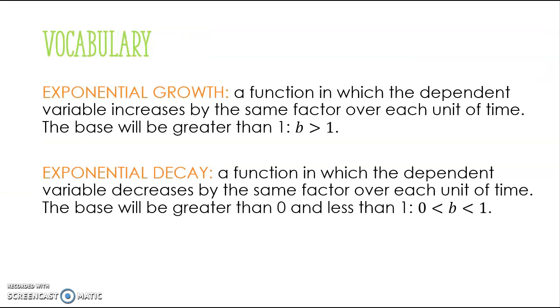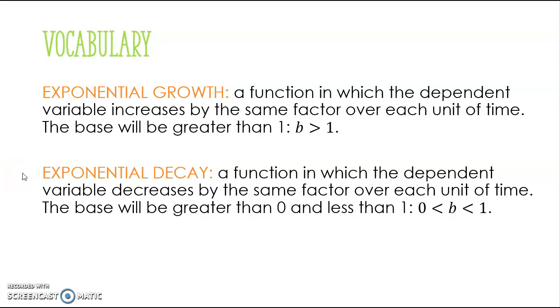We've talked about exponential growth and decay before, but here's just a recap of those ideas. Exponential growth is when you have a function where the dependent variable is increasing by the exact same factor over each unit of time. That means you're multiplying by the same thing over and over again, and the values are getting larger as you go. The base of an exponential growth function is greater than 1, because you're keeping more than 100% of your value each time. That's why the base has to be greater than 1.